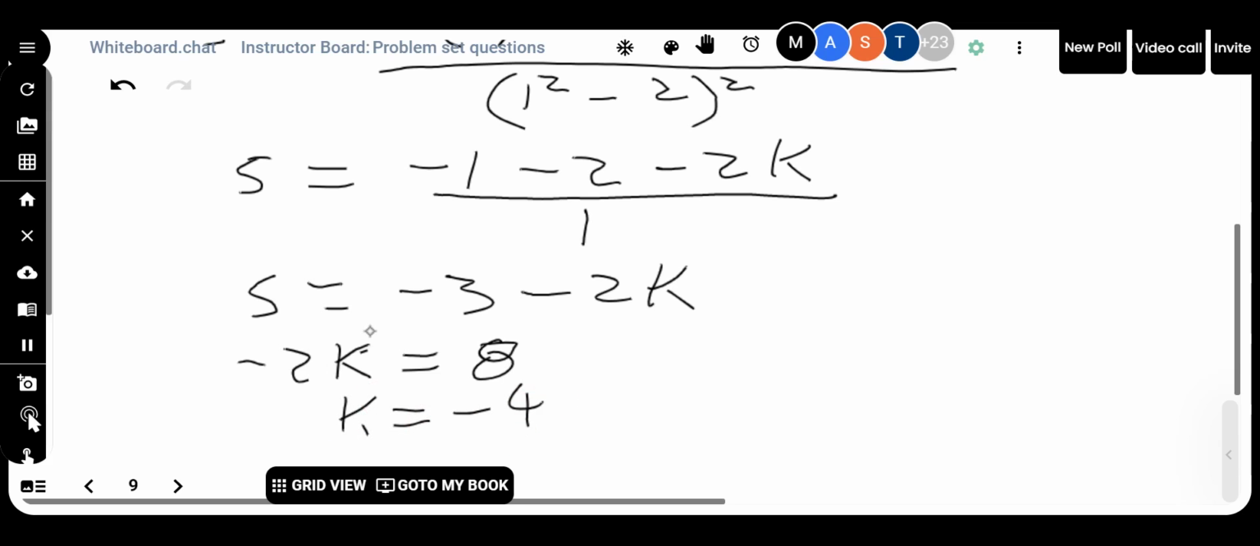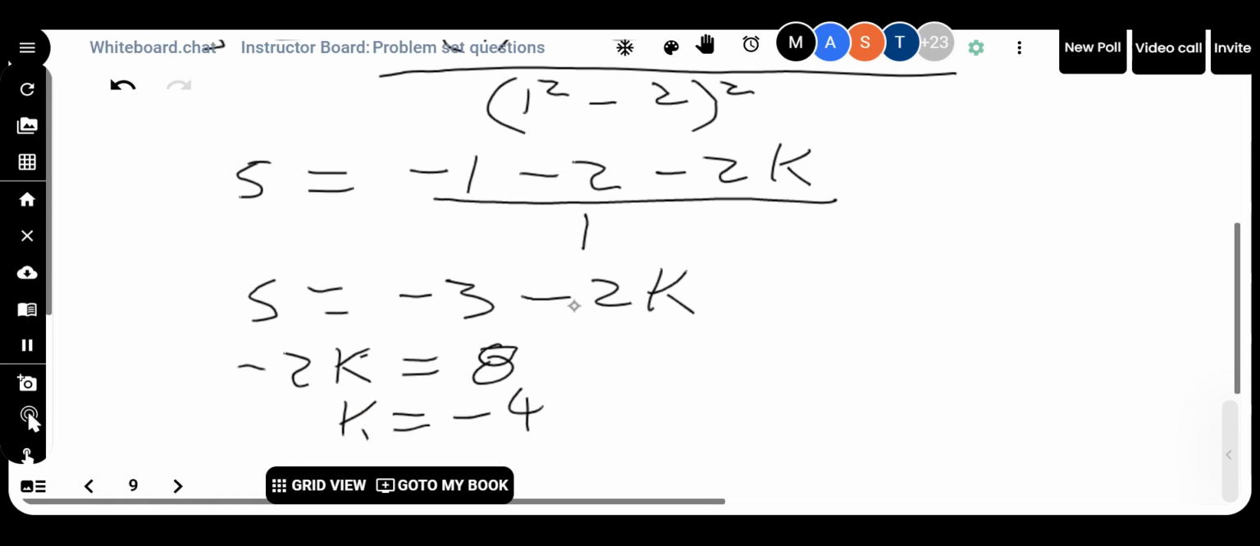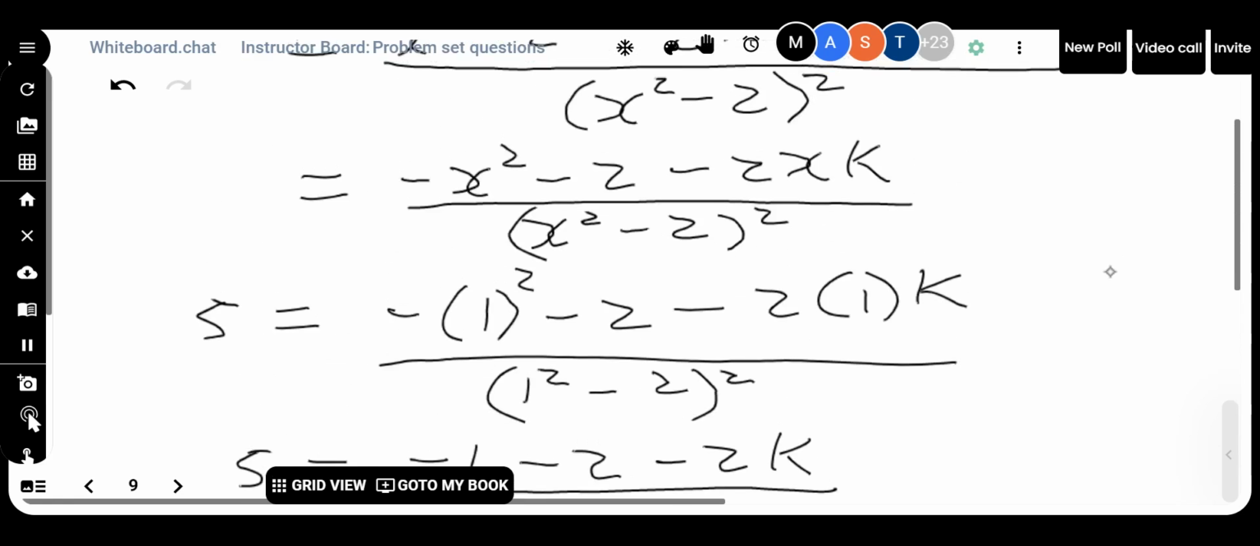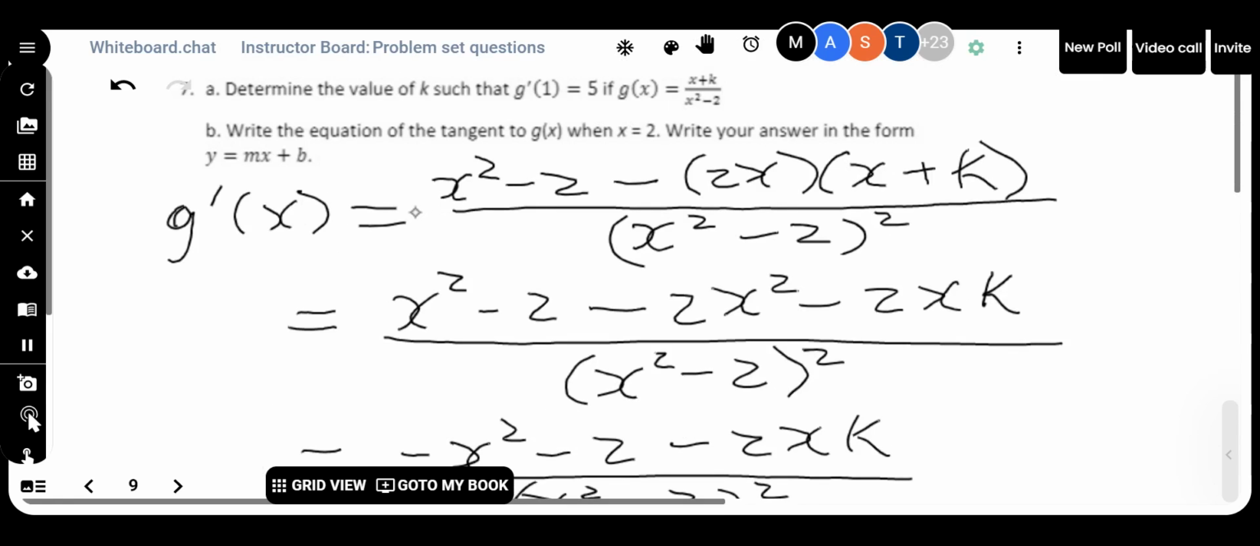Okay, so that's the first part of the question, unless I made a mistake. Yeah, I think we're good. So k is equal to minus 4. All right, now, what else did they ask us for? So we did that. Write the equation of the tangent to g of x when x is equal to 2.